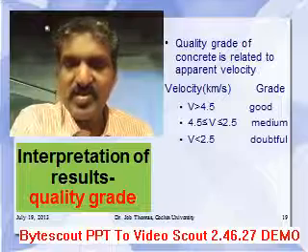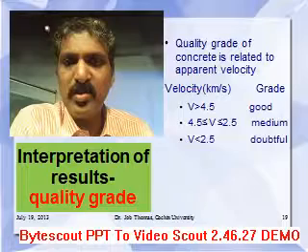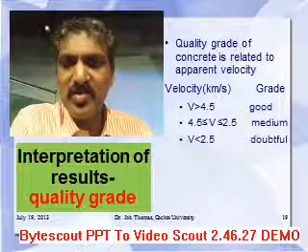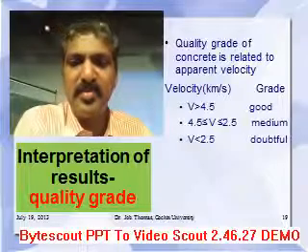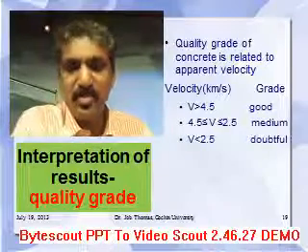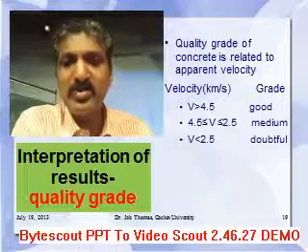And how to interpret the result? The first is the quality grade of concrete. If the velocity is greater than 4.5 km per second, the concrete is said to be good quality. If it is between 4.5 and 2.5, the concrete is said to be medium quality, and if it is less than 2.5, it is said to be a doubtful case, so more tests need to be conducted.